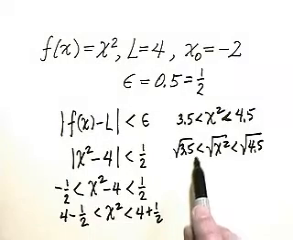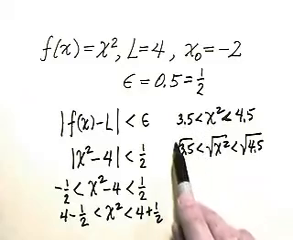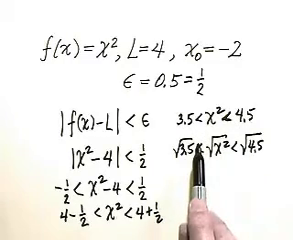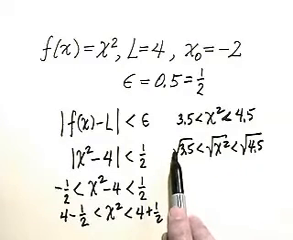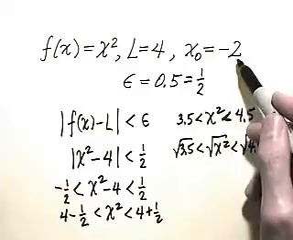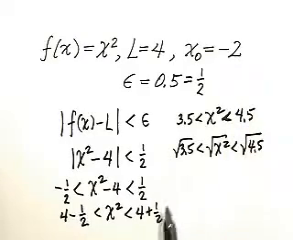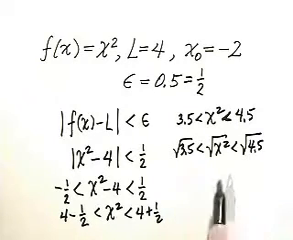Negative of square root 3.5 squared would also be 3.5, and we're looking at x naught equal to negative 2. So let's look at the situation for taking the negative square roots. That would be negative square root 4.5 less than negative square root x squared less than negative square root 3.5.